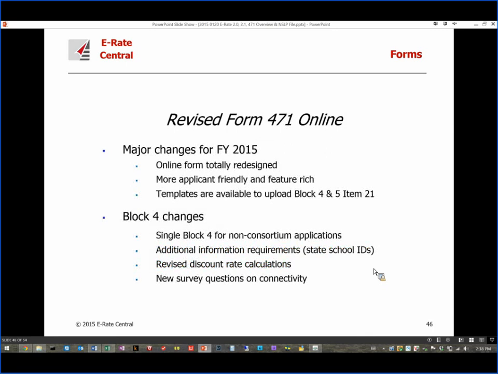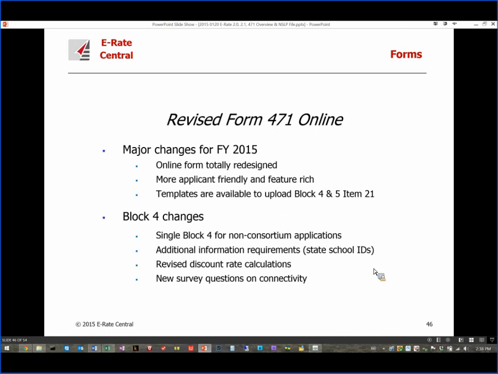On the revised Form 471, it is an entire redesign. If you haven't seen it, I'm going to show you some pieces of it before we get done here. It's far more applicant friendly. The only caveat I'd have on that is it's applicant friendly if you understand what to do in certain places because the instructions may not be clear.